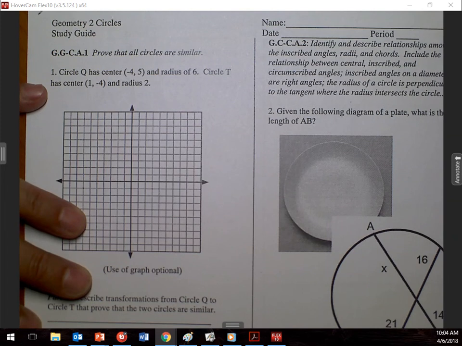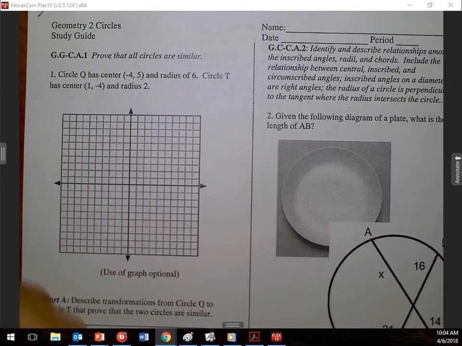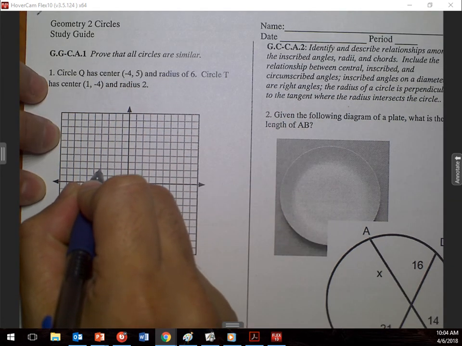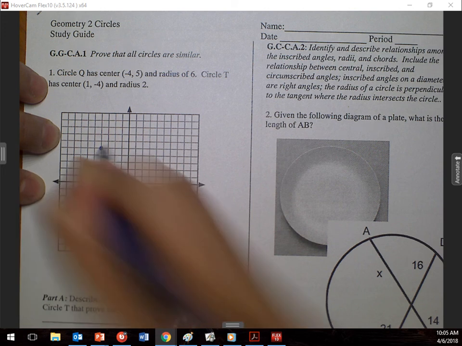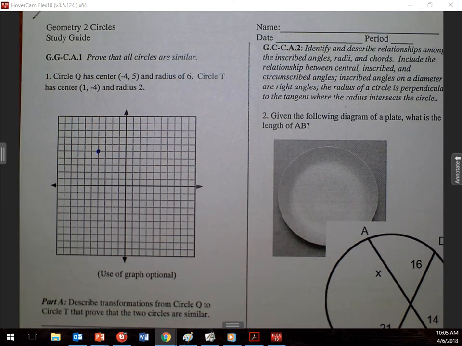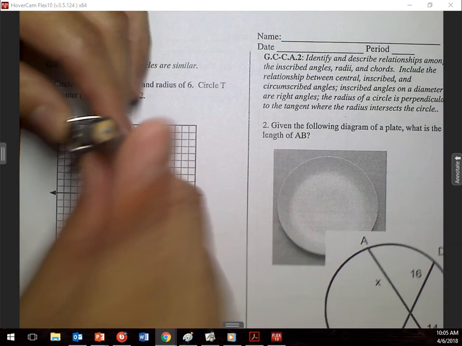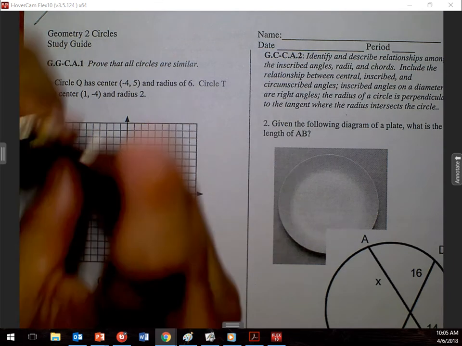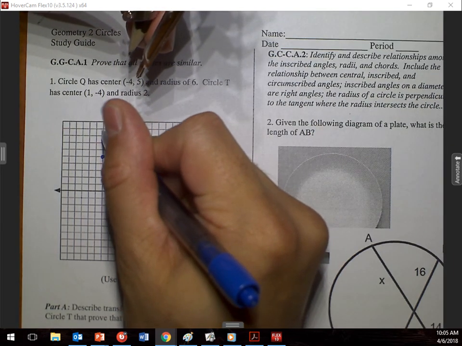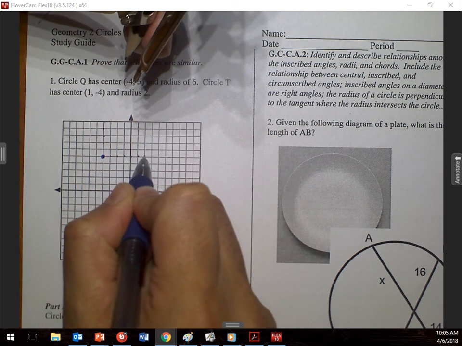All right, so circle Q has a center at -4, 5. So -4, 1, 2, 3, 4, then 1, 2, 3, 4, 5, and has a radius of 2. Oh, I'm sorry, you're right. Radius 6. Forgive me. 1, 2, 3, 4, 5, 6.